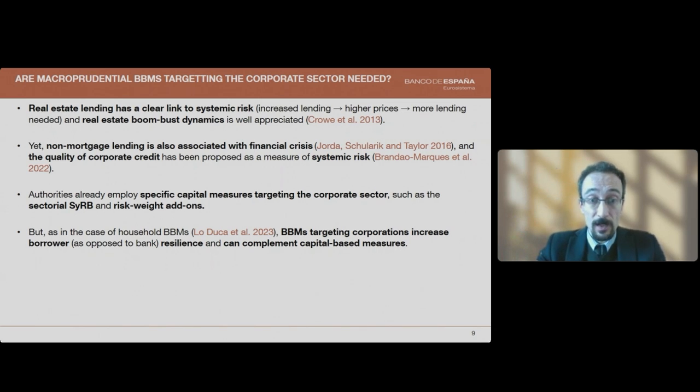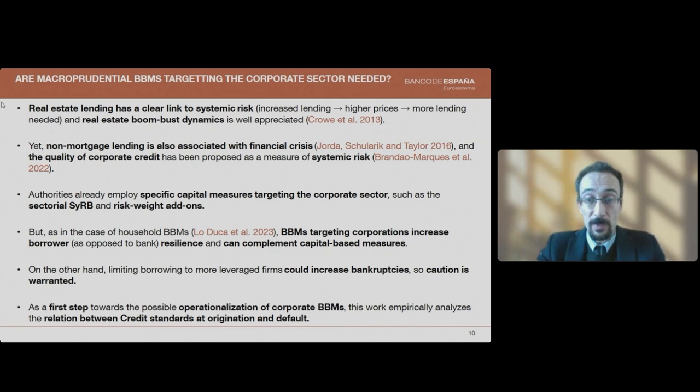But as is the case for household targeted borrower-based measures, we believe that borrower-based measures targeting corporations do not act directly at the bank level, but rather they increase the resilience of borrowers. And for this reason, they can complement capital-based, lender-based measures. But of course, a very important caveat to keep in mind is that if we were to restrict credit to more leveraged firms, that could sharply increase the risk of bankruptcies and have a potential negative effect on the economy. And therefore, when we target non-financial corporations, an even higher degree of caution is called for.